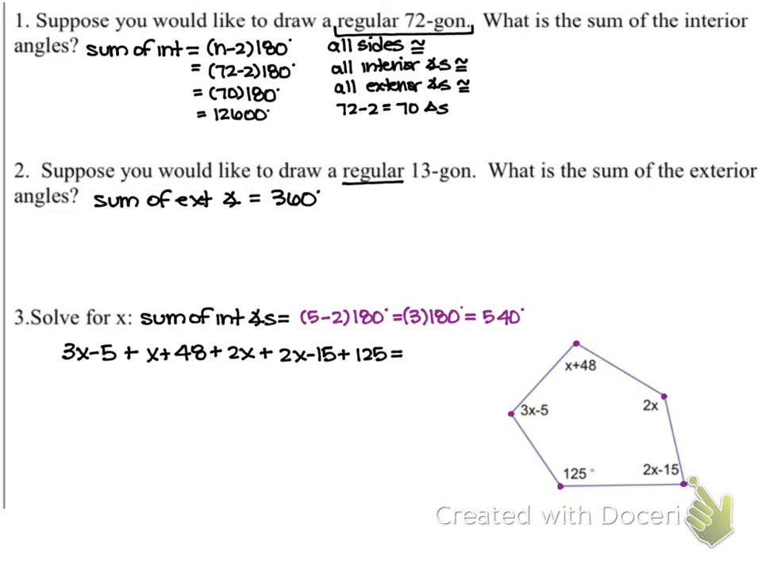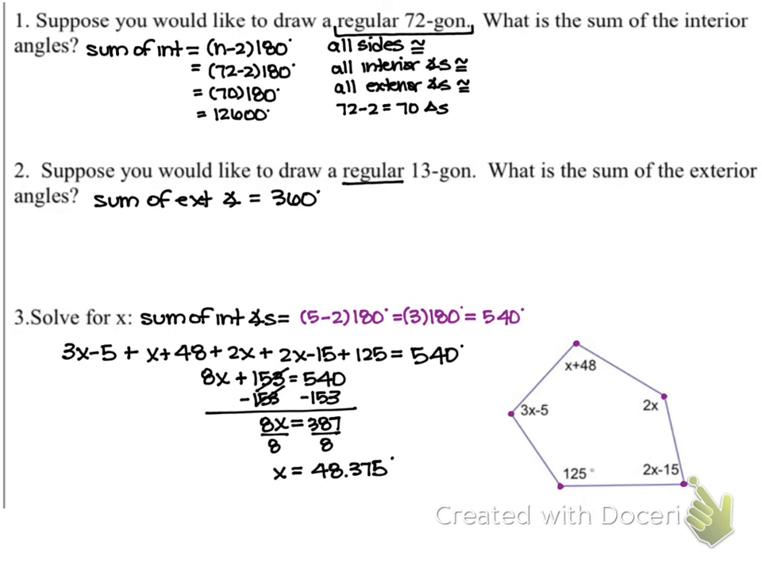And then just make sure you went all the way around. So 3x minus 5 was the first angle, x plus 48 was the second angle, 2x was the third, 2x minus 15 was the fourth, and 125 is the fifth. You should have 5 because this is a 5-sided polygon. Well, we know what the sum should be. It should be 540. So go ahead and set it equal. Now, it's just a regular algebraic equation. Why don't you see if you can solve for x?